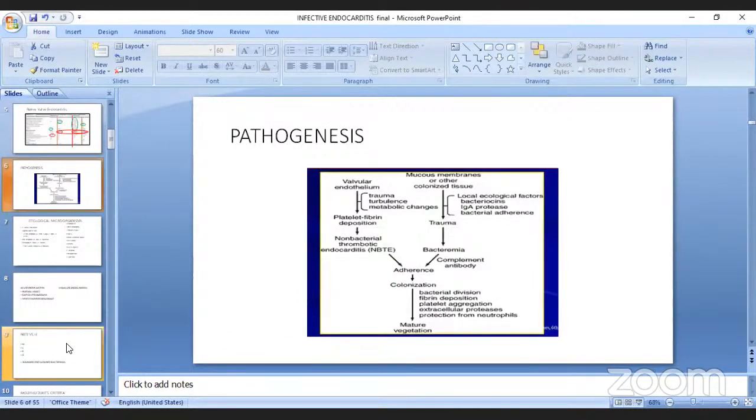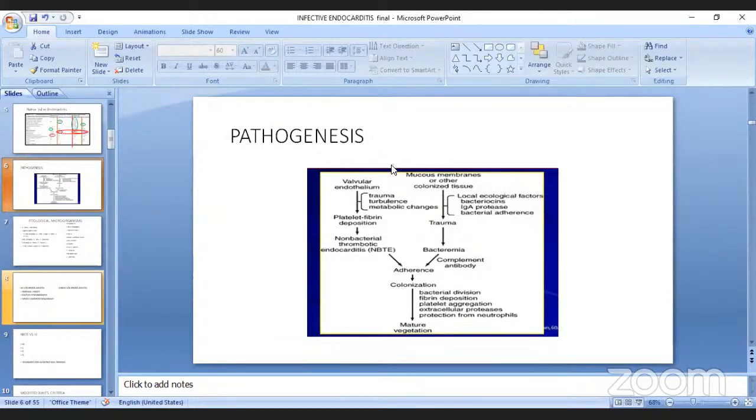Then we come to the pathogenesis. The pathogenesis is again very easy. The first thing you have to understand is, just as for any ischemic heart disease or myocardial infarction, there should be endothelial injury. That means the endothelium should undergo some trauma, and then there will be platelet fibrin deposition, and then a lot of things will take place. So the first thing is endothelial injury.